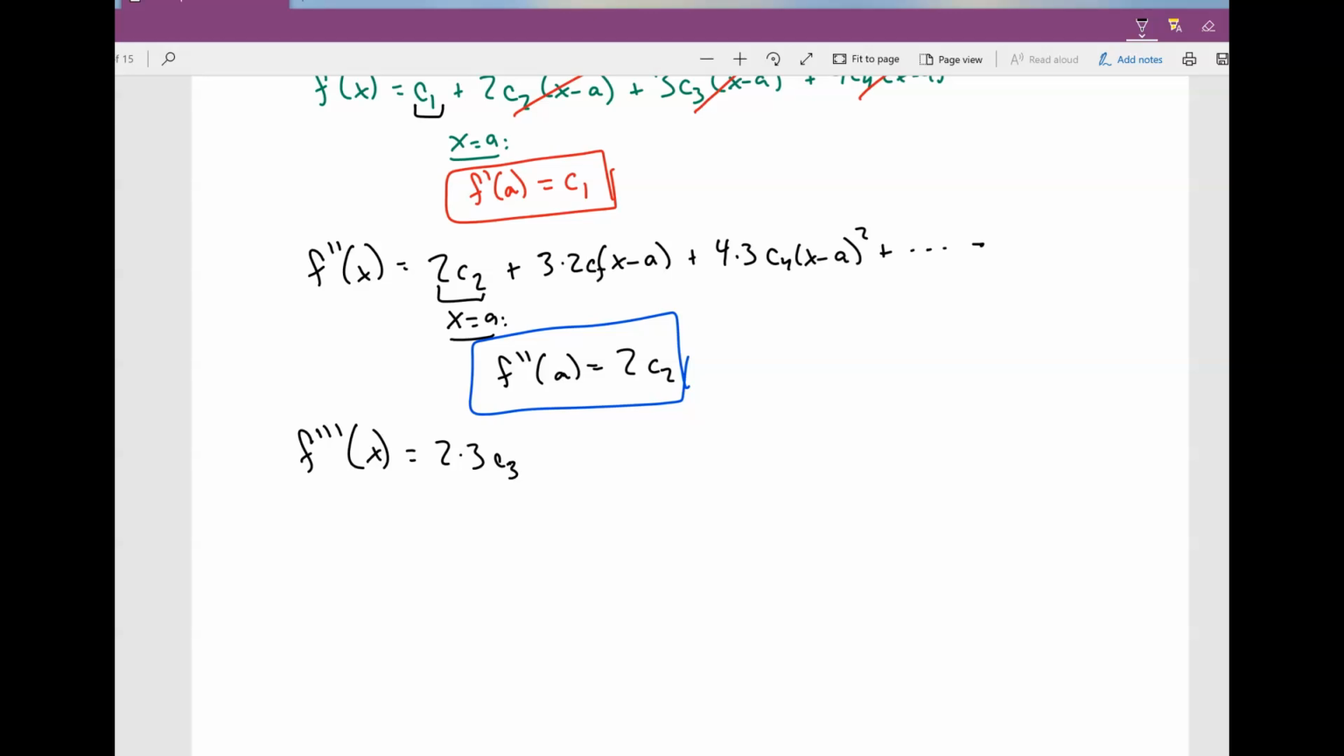C3, okay? And then the next one, I take the derivative of that, is going to be 2 times 3 times 4, x minus a. Then if I keep going, it's going to be 3 times 4 times 5. I keep forgetting my c's. C4, C5, x minus a squared, and I keep going, okay?